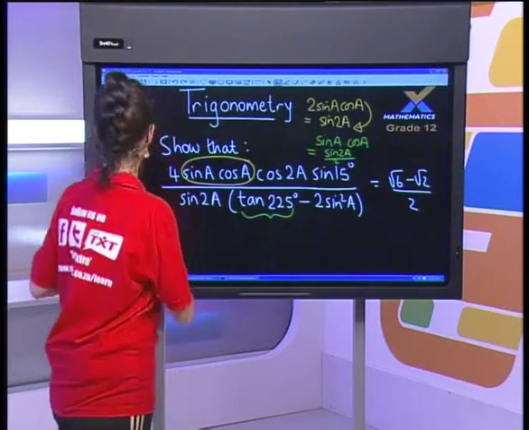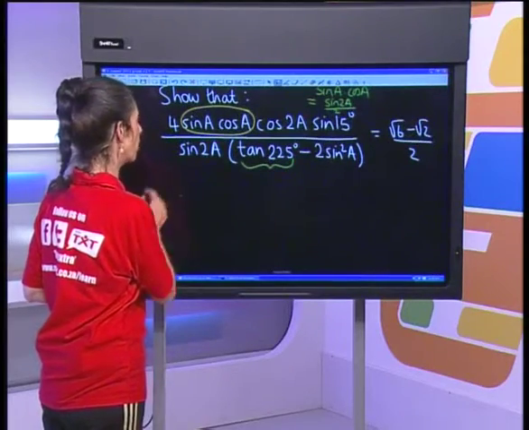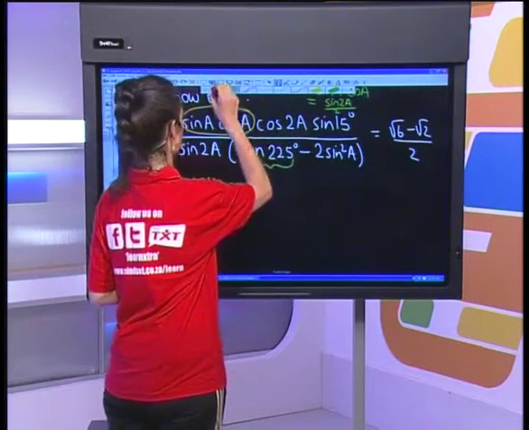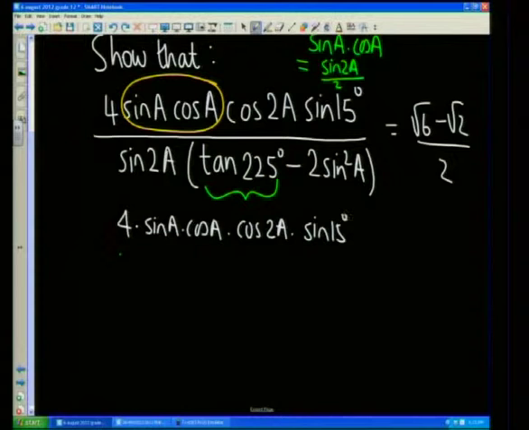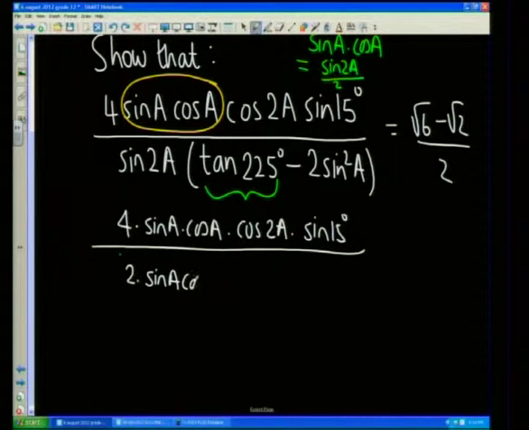Right, so we've now got, if I write this as 4 times sine A times cos A. Remember, we want to just wait to see what cos 2A is doing, and we want to wait to see what happens to that. We then have the sine 2A, which we could write as 2 sine A cos A, and we're then multiplying this by this bracket. Tan 225 is just 1 minus 2 sine squared A.